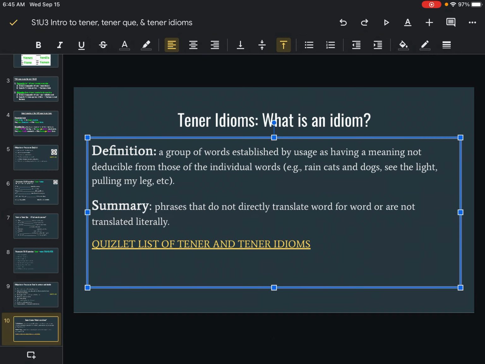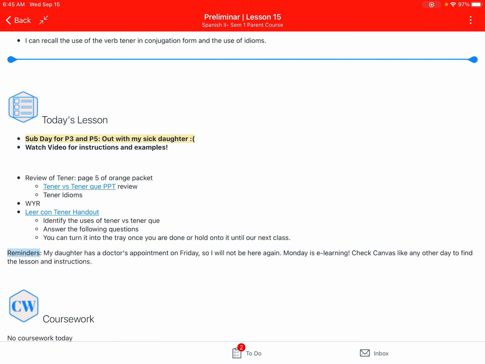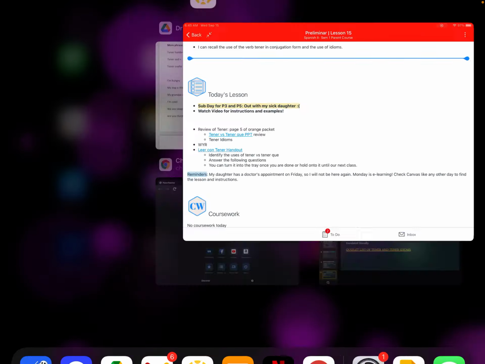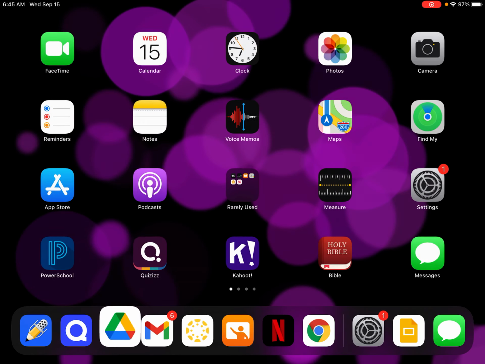Does it let you? No. Okay, never mind. I will put a link here in Canvas with tener idioms. I will link those. So use the tener idioms here, which are referring to this page right here, more phrases with tener. So tener hambre is to be hungry, okay? And all of these, it will tell you what they are in that list that I'll give you. So then make sure you fill this out.